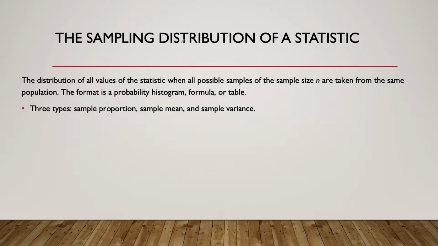Anywho, the sampling distribution of a statistic is the distribution of all values of the statistic when all possible samples of the sample size n are taken from the same population. The format is a probability histogram, formula, or table, as we have seen with probability distributions. The three types, as I said, were sample proportion, p hat, sample mean, x bar, and sample variance, s squared.